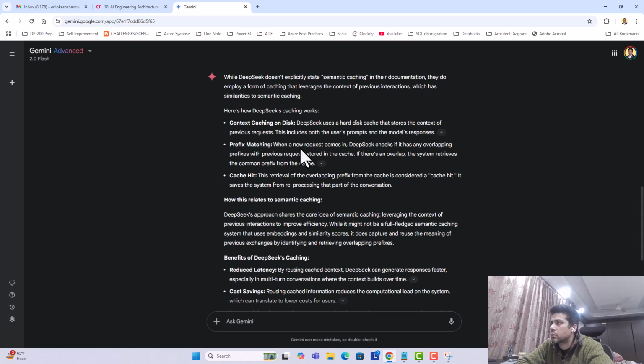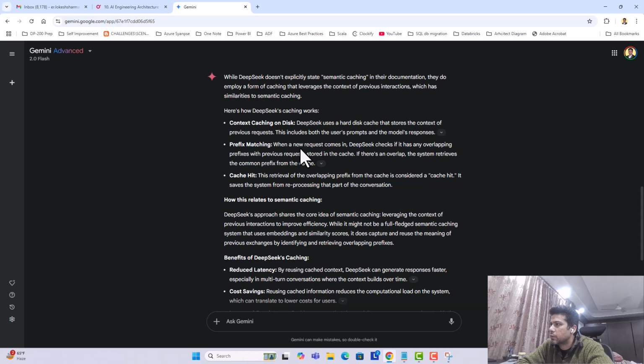Maybe just go through how this works. Since DeepSeek is an open model, we should be able to get the answer. It's not exactly semantic caching, but what they do is use a hard disk cache that stores the context of previous requests. This includes both users' prompts and the model responses. When a new request comes in, DeepSeek checks if it has overlapping prefixes with previous requests stored in the cache. If there is an overlap, the system retrieves the common prefix from the cache.